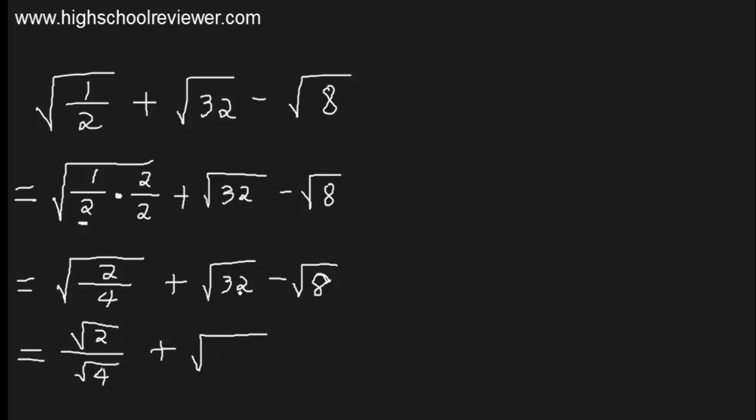Okay, so plus square root of 32. So we will factor out 32 with two factors wherein one is positive 2. So all we have to do is divide 32 by 2. So 32 divided by 2, this will give us 16. So this will be 16 times 2 minus, again factor out 8 by 2. So 8 divided by 2, this will give us 4 times 2. Okay, so square root of 2, we cannot factor this out, so this will be square root of 2.